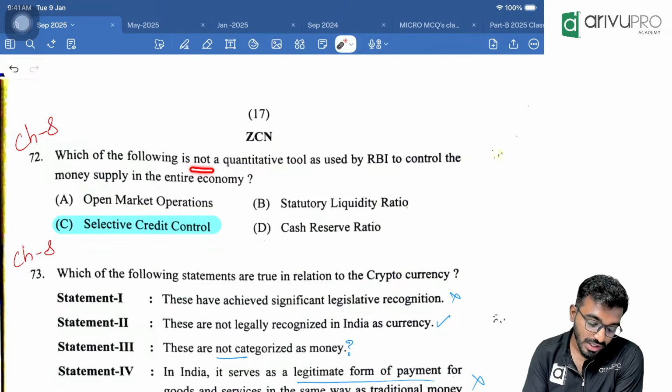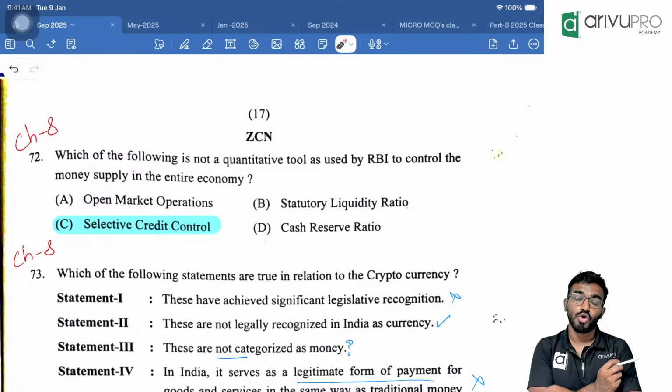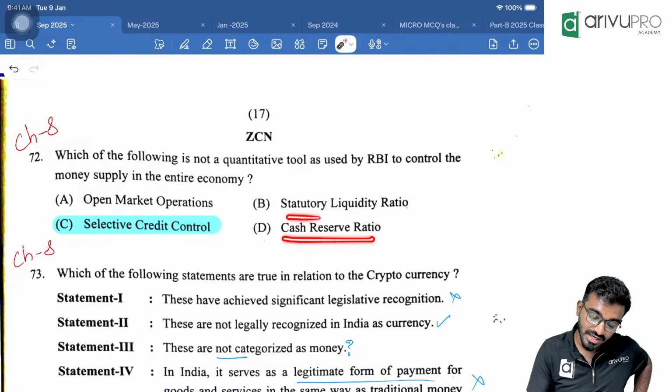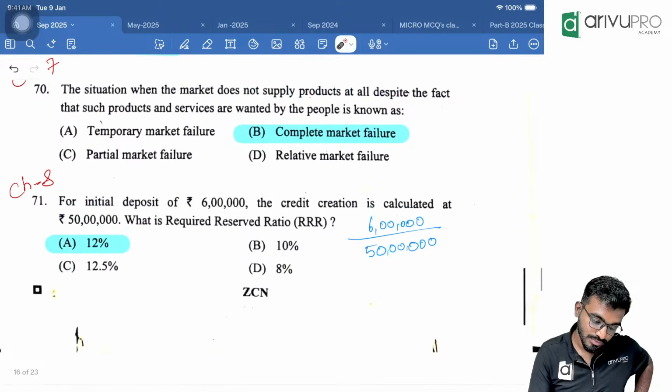Okay, which of the following is not a quantitative tool? By the way, what are the quantitative tools? Open market operation and required reserve ratio, CRR, SLR, open market operation. Selective credit control is qualitative, not a quantitative tool.